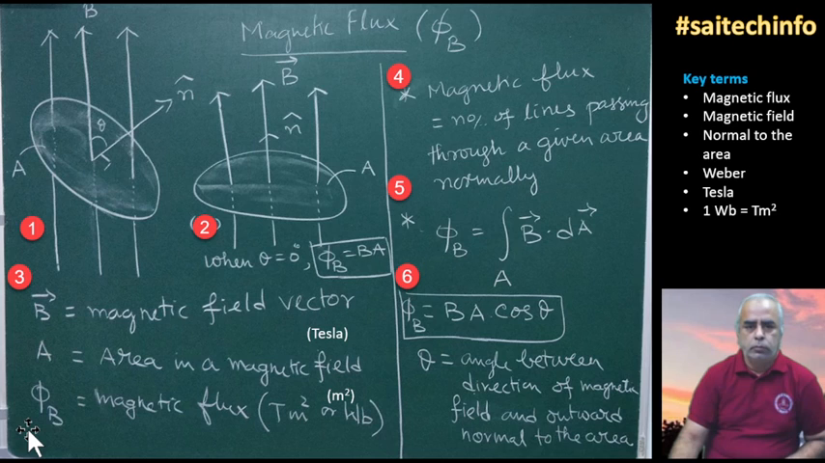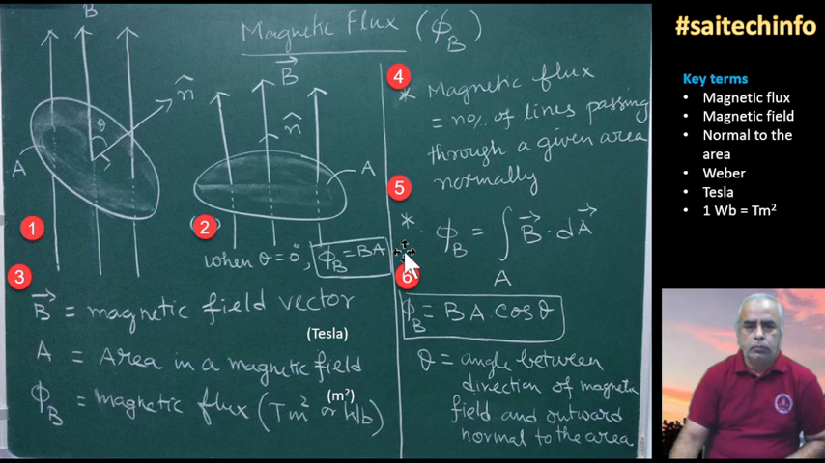Now let us proceed to point number 4, where I have already given the definition for magnetic flux, which is the number of lines passing through a given area normally. You should add one more point, that is, we need an expression for this magnetic flux. Magnetic flux is expressed by the integral over the area of the product of, since both of them are vectors, a dot product, a scalar product. So B vector, the magnetic field vector, dot the differential area element vector.